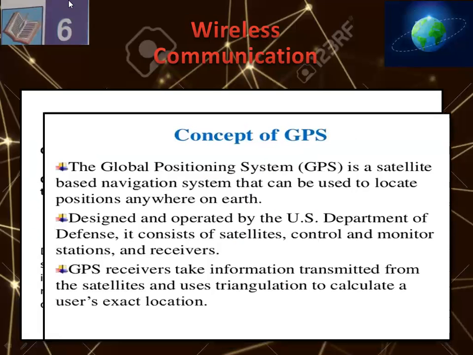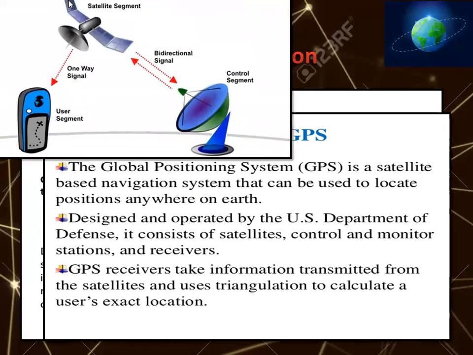So, the concept of GPS. The Global Positioning System is a satellite-based navigation system that can be used to locate positions anywhere on Earth. Designed and operated by the US Department of Defense, it consists of satellites, control and monitor stations, and receivers. GPS receivers take information transmitted from the satellites and use triangulation to calculate a user's exact location.